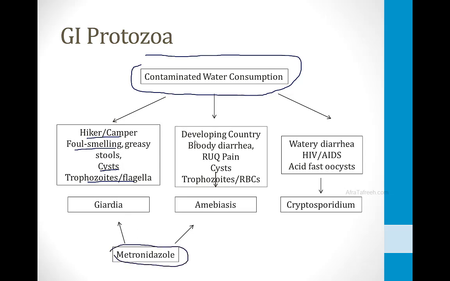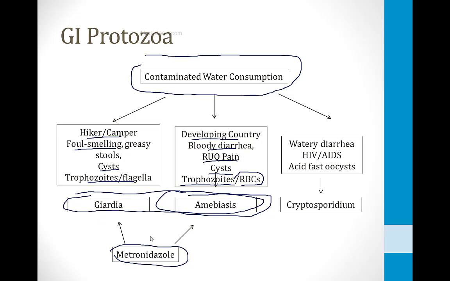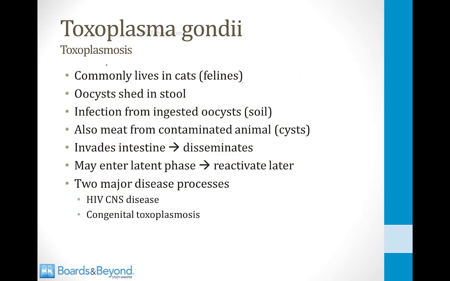If it's someone who's been to or lives in a developing country who has bloody diarrhea and right upper quadrant pain, also with cysts and trophozoites with those ingested red blood cells, that person has amoebiasis. And both Giardia and amoebiasis can be treated with metronidazole. Finally, if it's someone with watery diarrhea, especially someone with HIV and AIDS and the acid-fast oocyst, then that's a person who has Cryptosporidium. The next infection we'll discuss is infection with the protozoa Toxoplasma gondii.